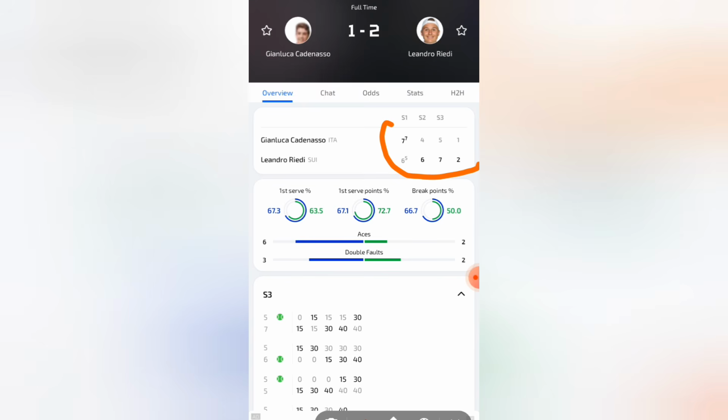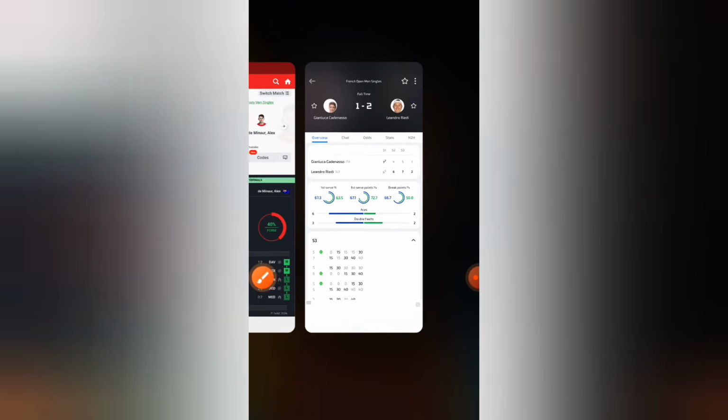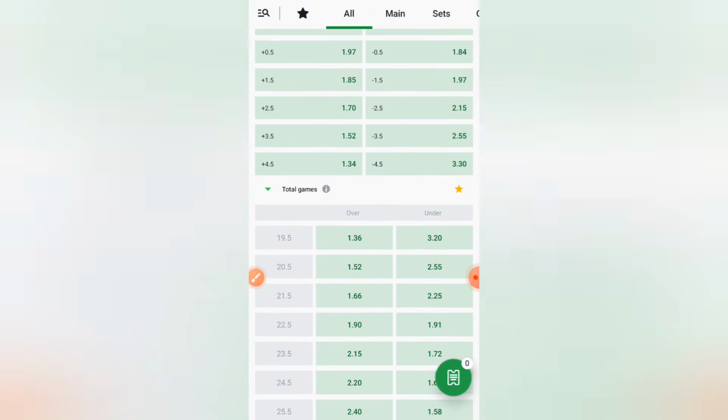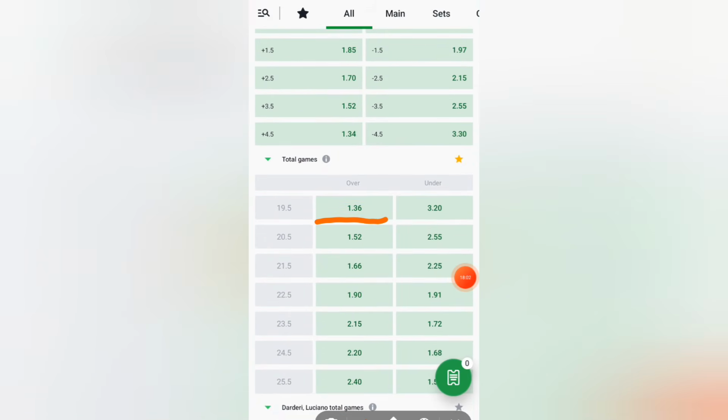And now moving on to step 4, enter only when the line is reasonable. Predict your games only when the line is what? Reasonable. For example, the game we are currently looking into here, although the bookmakers are providing over 19.5, most times you will always have over 20.5 and sometimes over 21.5.